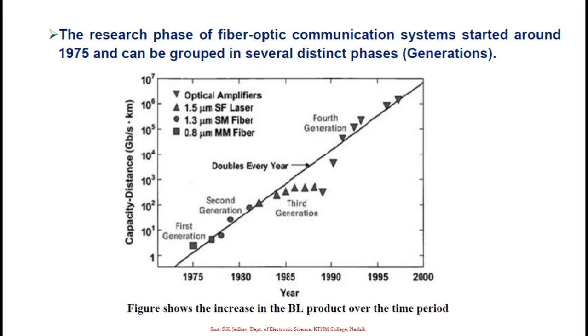This figure shows the increase in the BL product over the time period. The straight line corresponds to doubling of the BL product every year. Here, this B refers to the bit rate while L refers to the distance of repeater spacing.